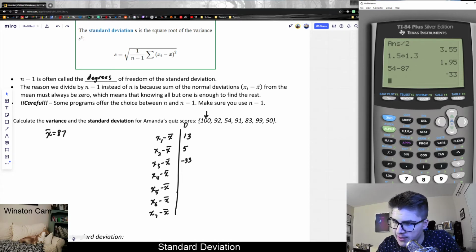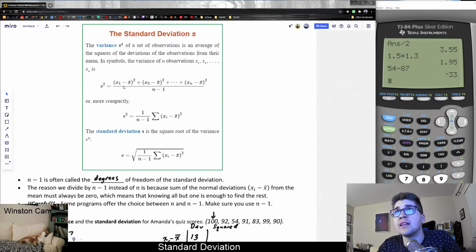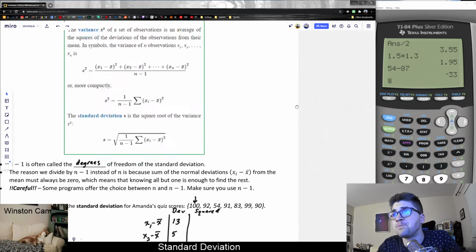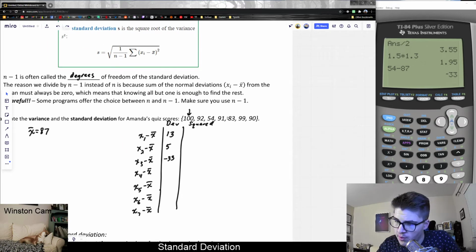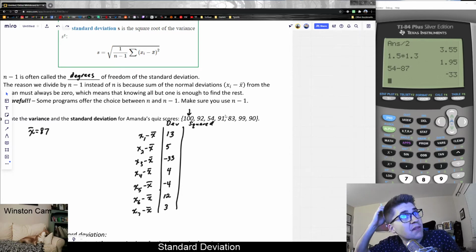And then I'll write this column. This is the deviations column. And what I'll do next is square them all, because I need to calculate each of those deviations for every single data point, square them, and add them all up. So x4 was 91. That one was above her average by 4. x5 was 83. That was underneath her average by 4. x6 was 99. That was above her average by 12. And then x7 was 90. That was over her average by 3. So basically, those would be all of her deviations.